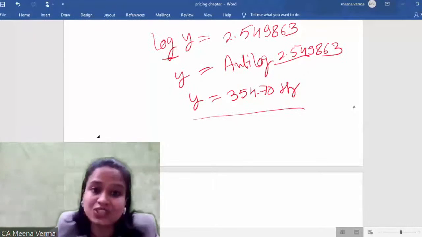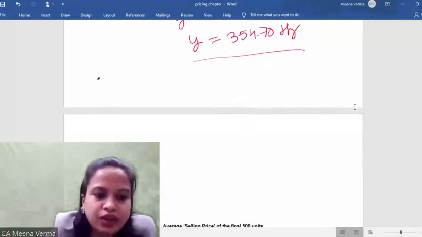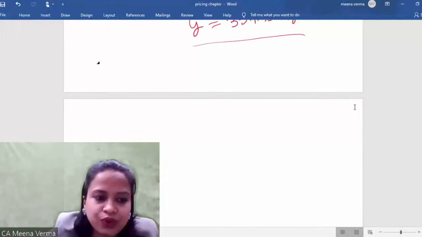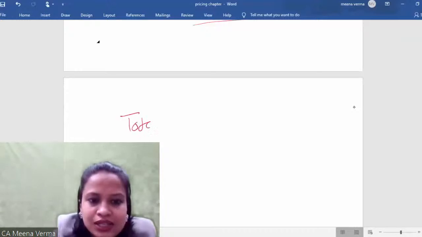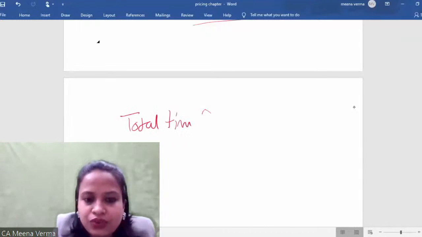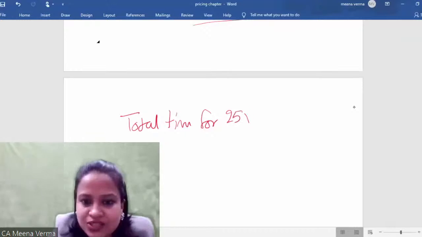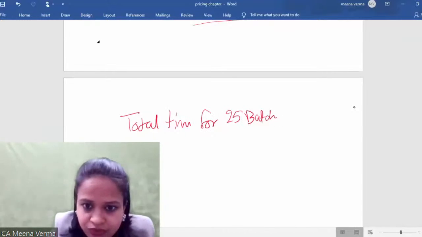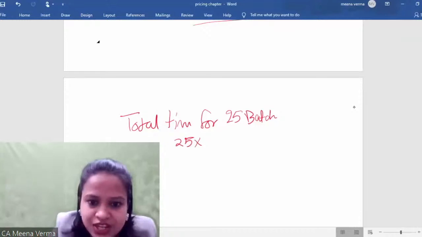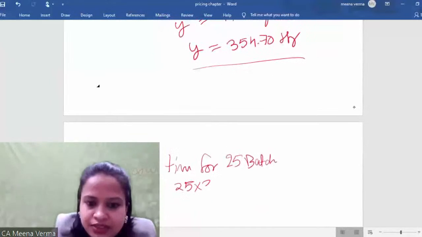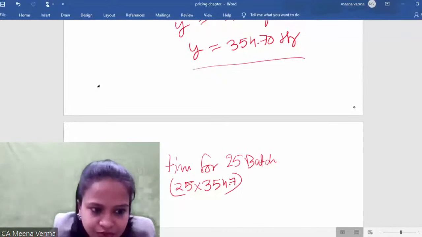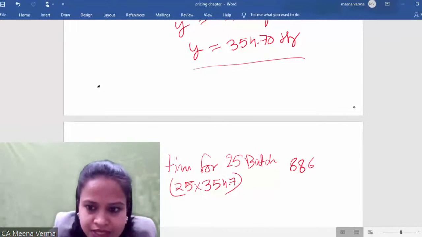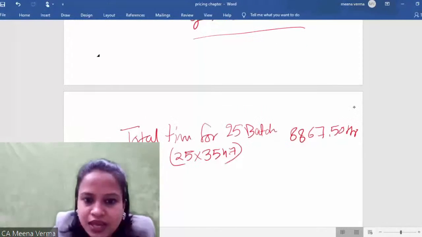So this is the average time for each batch. Now we will calculate the total time for 25 batches. What will you do? 25 into the average time we have here, 354.7. You will multiply them and you will get the value 8867.50 hours. This is the total time for 25 batches.